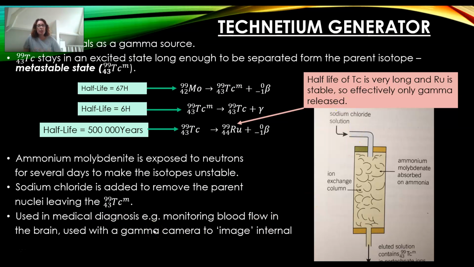It's used to monitor blood flow in the brain, and it's used with a gamma camera to image internal organs. So that gamma camera is used in PET scans, positron emission tomography.